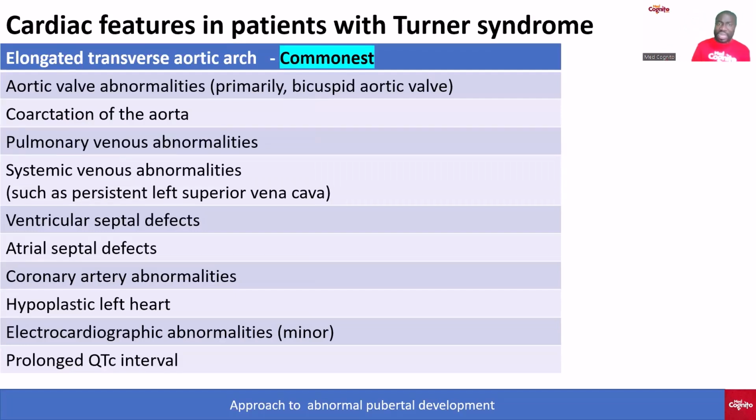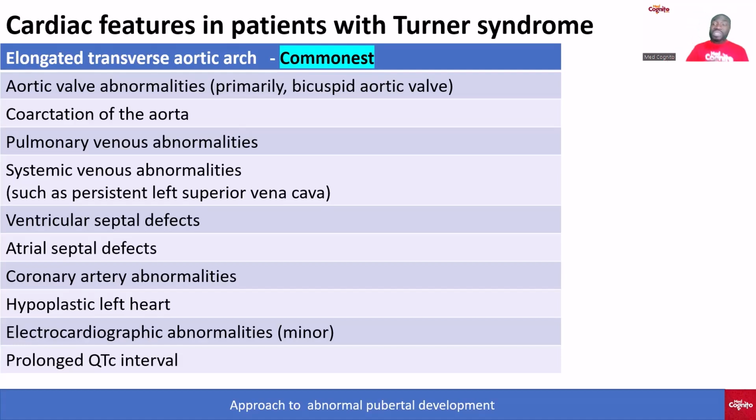The heart. Now, if you don't remember anything else, I want you to remember this first one. Elongated transverse aortic arch. That is the commonest cardiac feature in patients with Turner syndrome. Elongated transverse aortic arch. That is the commonest cardiac feature in patients with Turner syndrome. So I can develop a whole question with this table alone.